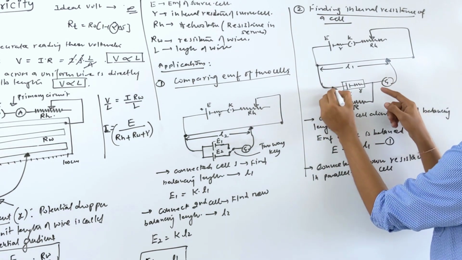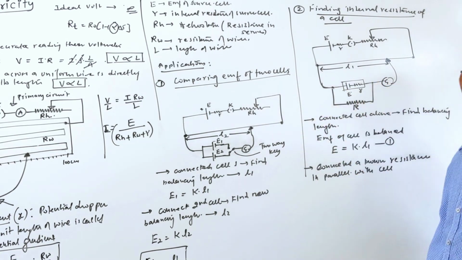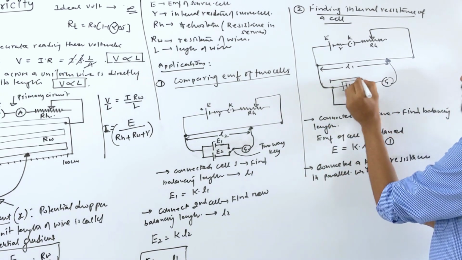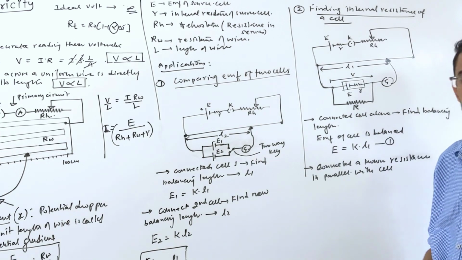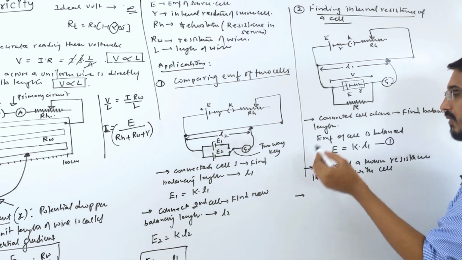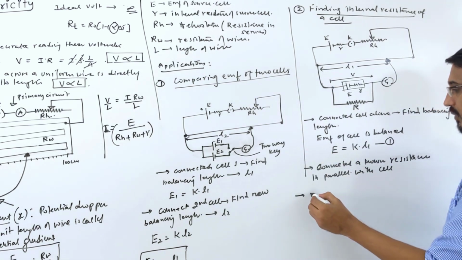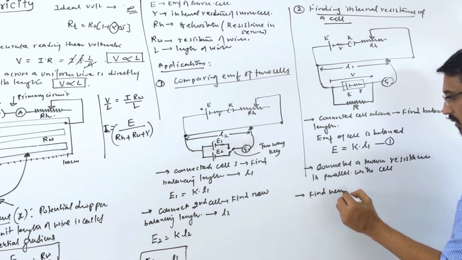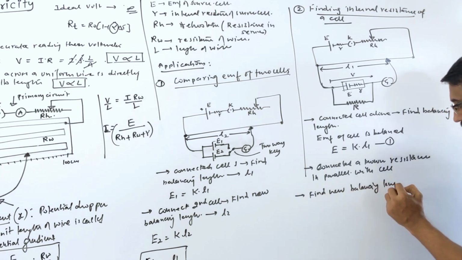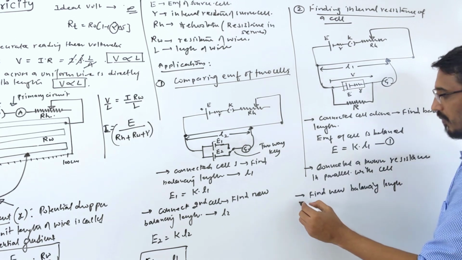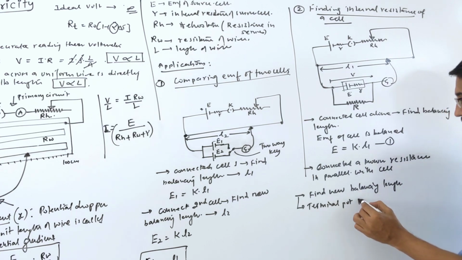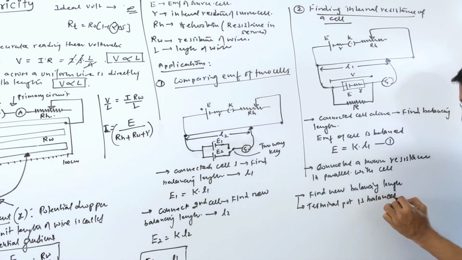So now what is the potential here actually? That has become the terminal potential. Initially it was an open circuit, so the EMF was balanced. Now the terminal potential, the potential from here to here, that will get balanced, or the potential drop across this wire. So step 3, again you find the new balancing length. Now the terminal potential is balanced against what length?